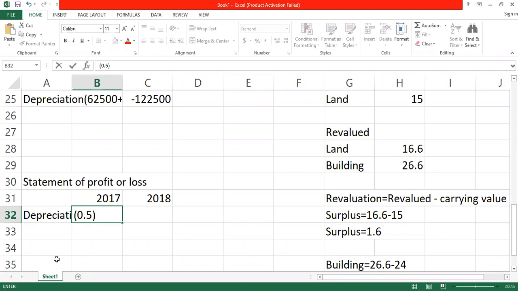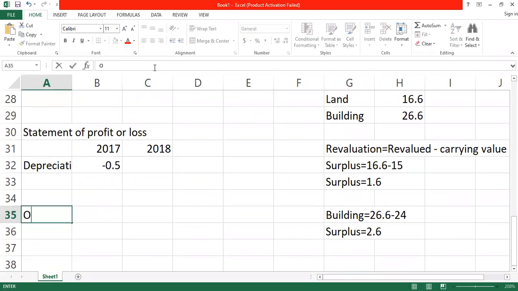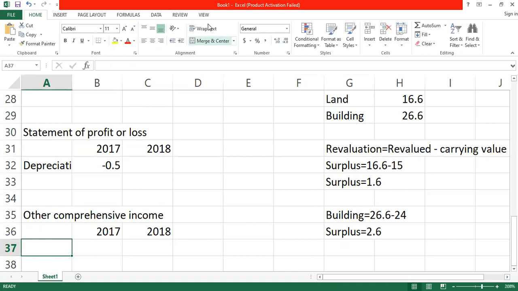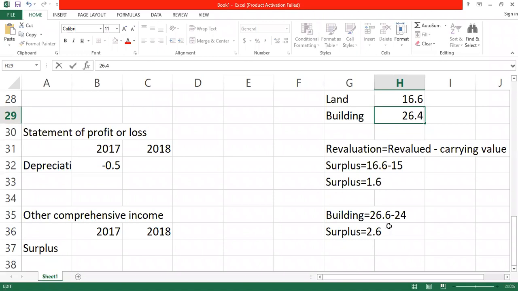Let's come to other comprehensive income. We are going to have the revaluation surplus, isn't it? 2017 and 2018. So our surplus will be how much? Should we do it separately for building, or should I do it for all of them? Total will be 4.0 million. The building element is supposed to be 26.4. The revaluation is supposed to be 26.4. 43 minus 16.6, this one is how much?